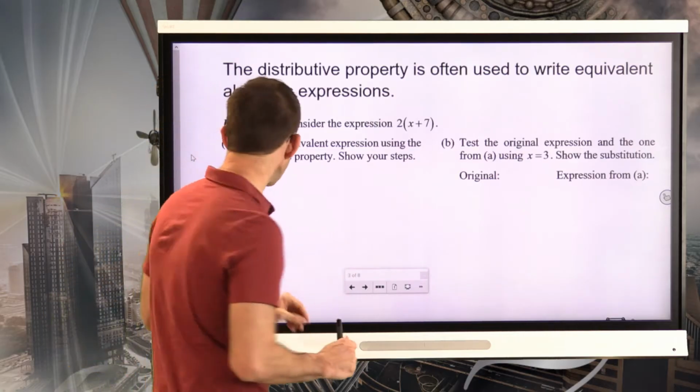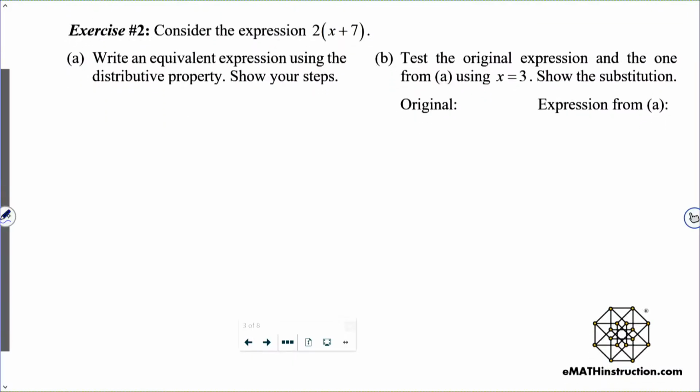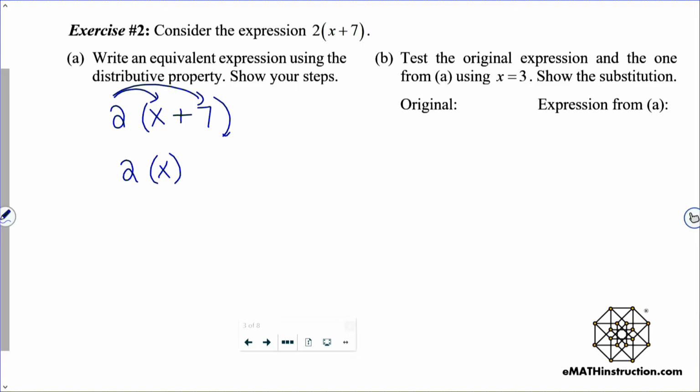But the distributive property still works exactly the same way. We can take 2 times x plus 7 and we can distribute that multiplication through, giving us 2 times x plus 2 times 7. And just like before, 2 times x, I'm going to just write it like that, 2x. And 2 times 7, well, that's 14.